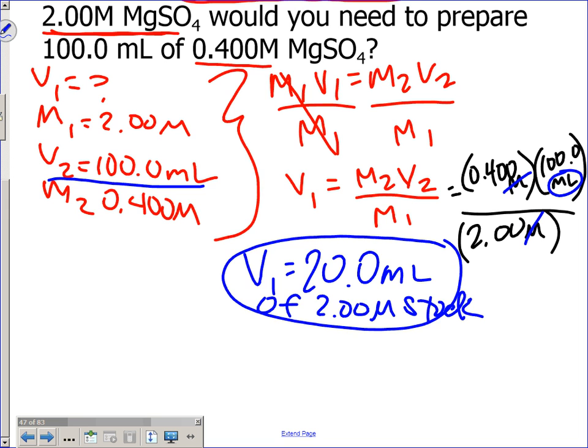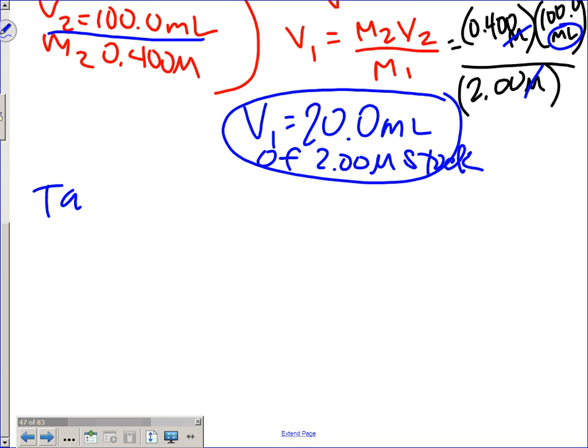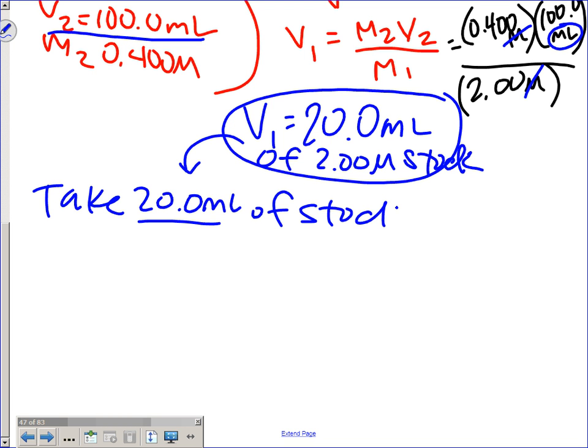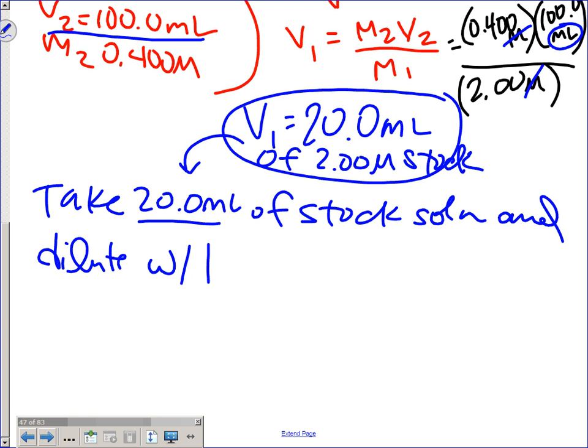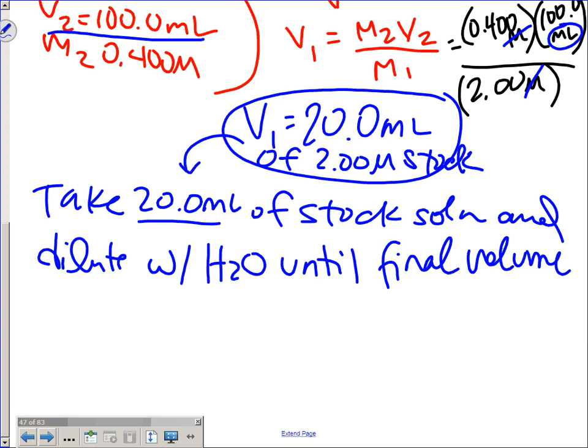So instead of going through the math of that, though, what you can say instead is, and write this down for yourself, because I'm not going to do another one like this likely: Take 20 milliliters of stock solution and dilute with water until final volume of 100 milliliters.